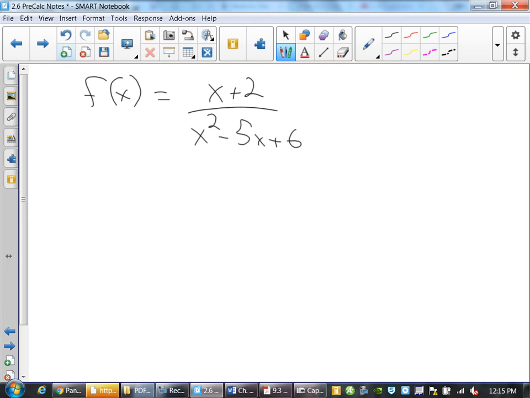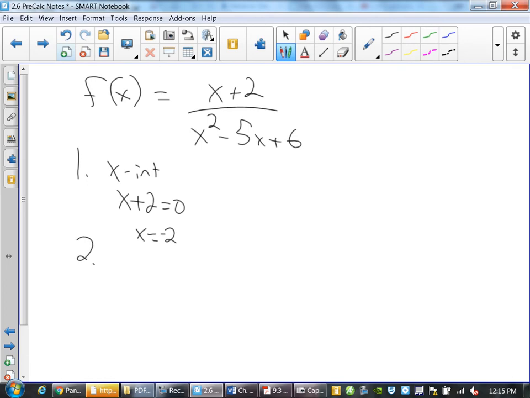So when you're doing these things, we kind of do this in a real easy manner. First thing I would do is identify my x-intercepts, which would be at the zeros of the numerator. So I set the numerator equal to 0 and I solve for x. So where's my x-intercept? Negative 2.